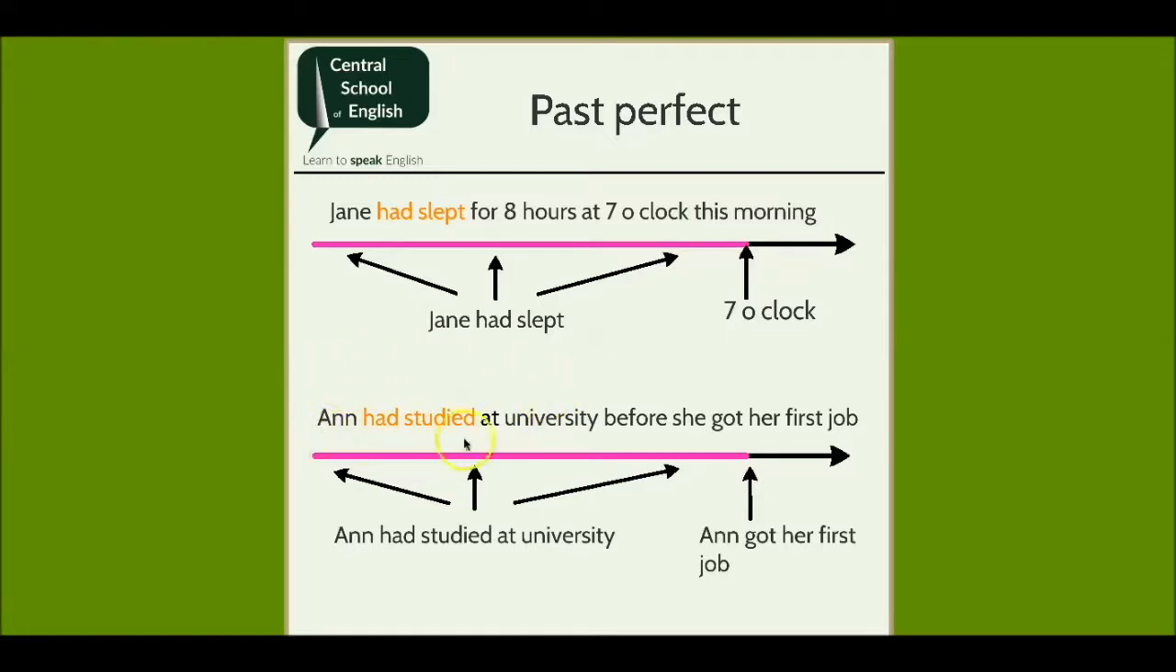Here is a second example. Anne had studied at university before she got her first job. In this sentence, we use the past perfect to emphasize that first Anne had studied at, and she had finished, university, and then she got her first job.